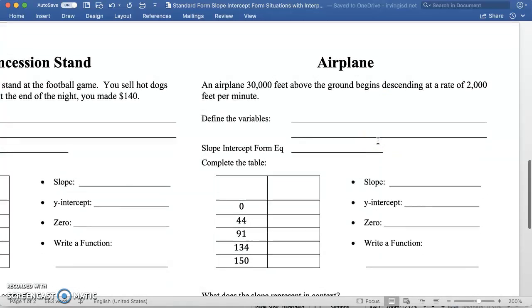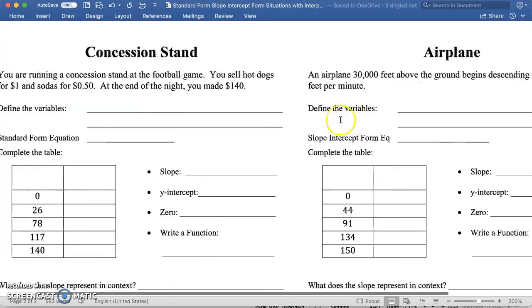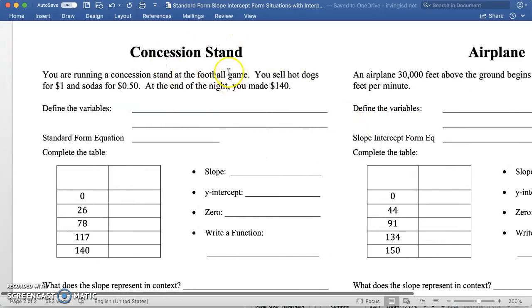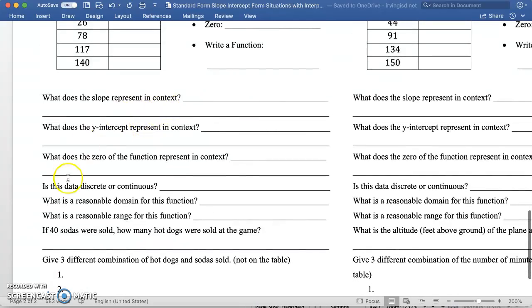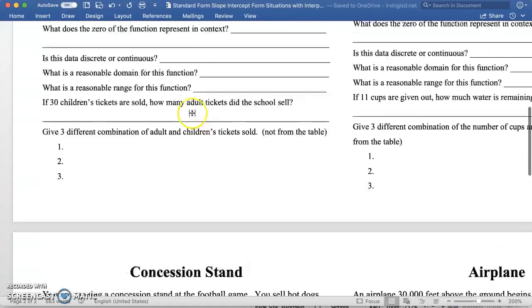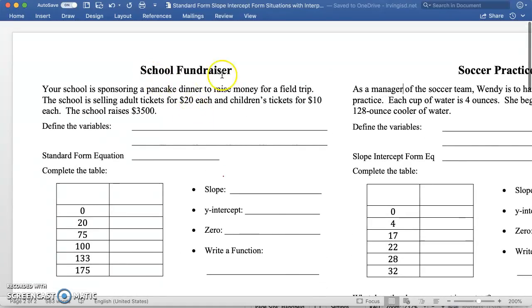So yesterday you were supposed to have completed the concession stand problem with the video. We went over these questions in class, and you were supposed to have completed school fundraiser on your own. If not, make sure you complete that because this is for a grade.